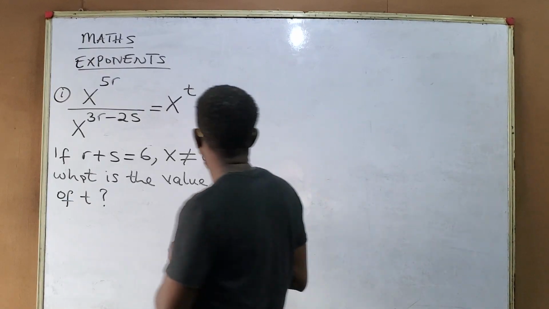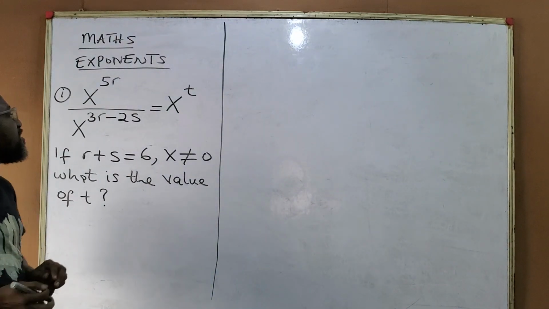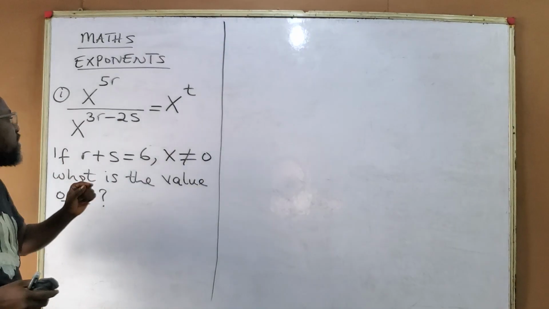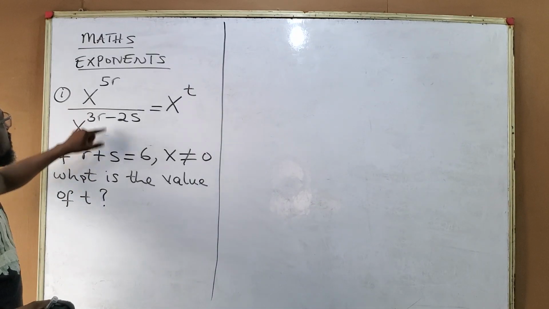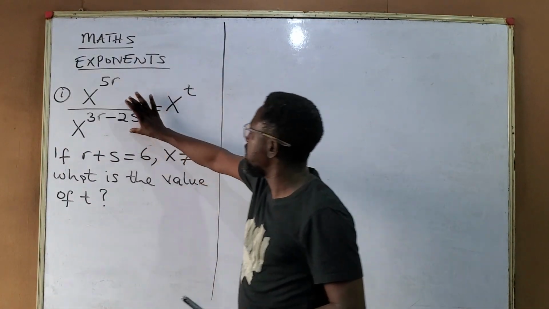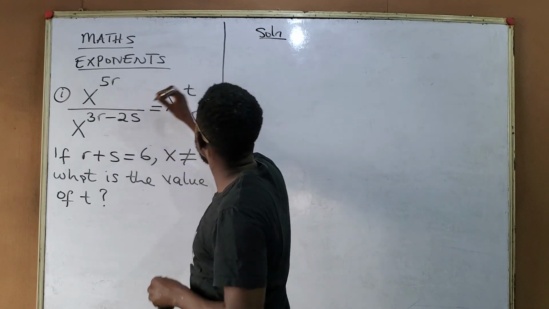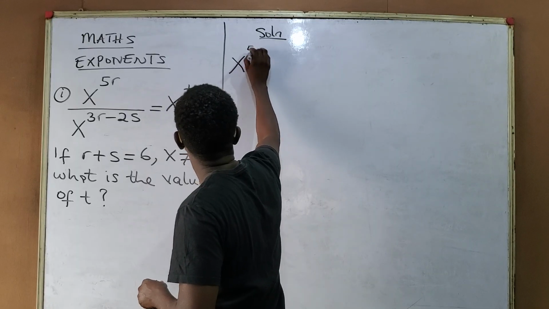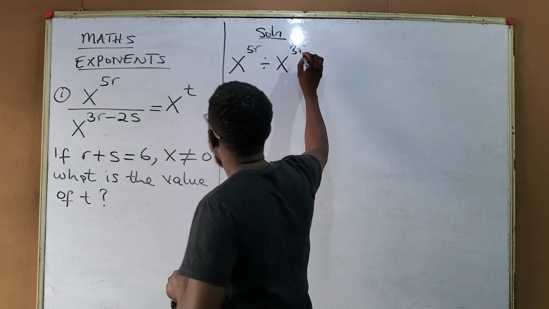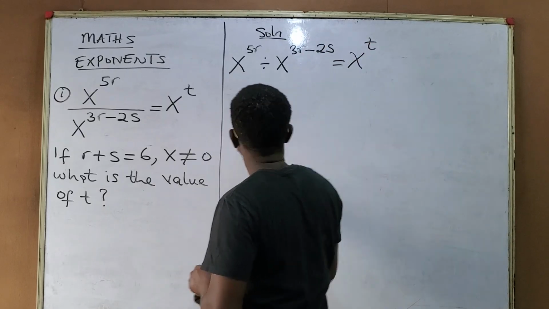Alright, let's take a look at this question. Very simple question, right? We can solve this one by applying the rules of exponents which we did in our previous lecture. This one is division here. Now, for the sake of those that may not understand how to do this one easily, I'm going to rewrite this as x to the power 5r divided by x to the power 3r minus 2s equals x to the power t.